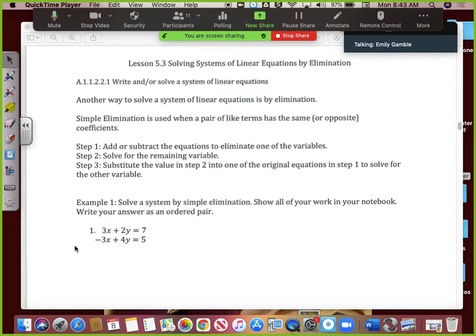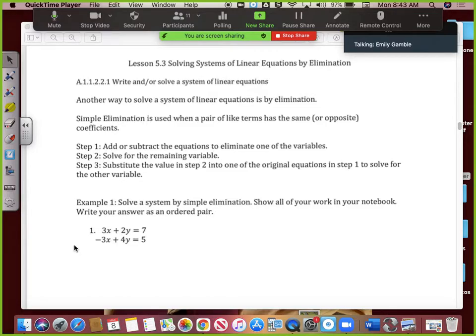Looking at number one, I have two equations: 3x plus 2y equals 7, and negative 3x plus 4y equals 5. Previously, if I said solve this by graphing, you would want to put both of these in slope-intercept form and graph the lines. That's not going to be very effective for this problem. Also, if I said solve the system by substitution, you'd have to pick a variable to solve for in order to do the substitution step. I also wouldn't really want to do that, because if you're looking at the four options of x's and y's, none of them seem to be really simple to solve for.